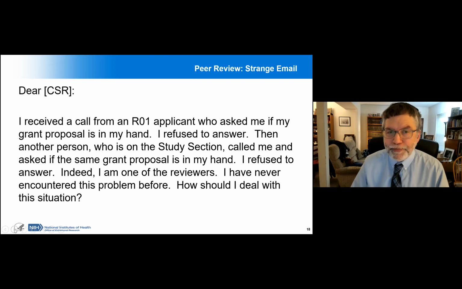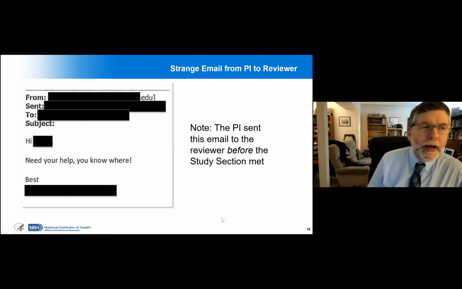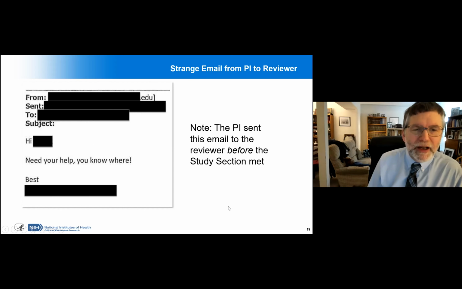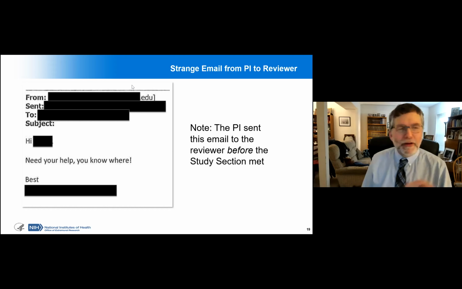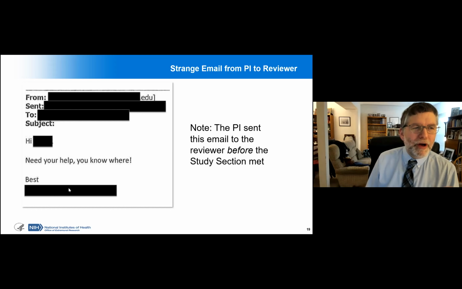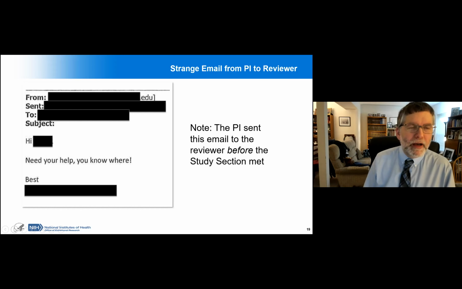So if you go to the next slide, not only that, but this PI had sent email. So this was an email that was sent from the PI to a reviewer who was sitting on the panel. It says, hi there. I need your help, you know where. And the key thing is that this note was sent before the meeting actually took place. Again, the reviewer was quite frightened by this because he thought that this was supposed to be all confidential. How was it that this PI knew that he had been assigned to review his application?